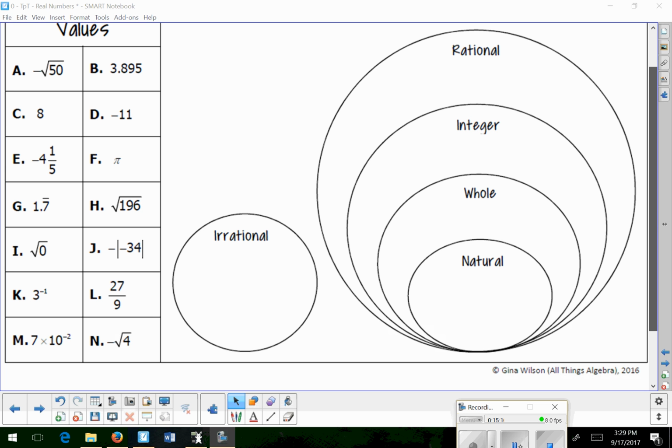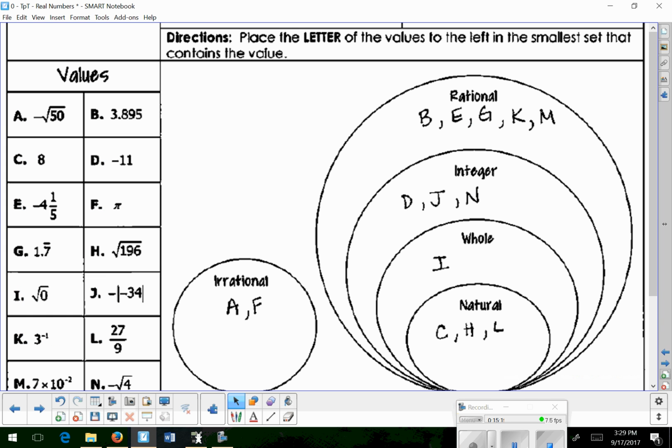So go ahead and pause the video and give these a try. Here are the solutions to these questions. And that concludes our video on real numbers. Hope that helps.